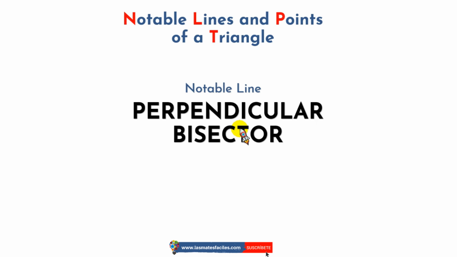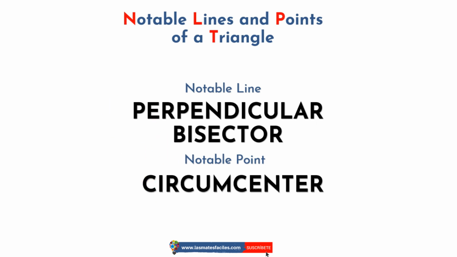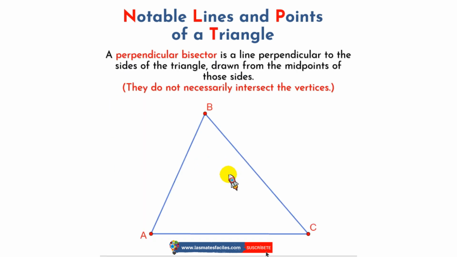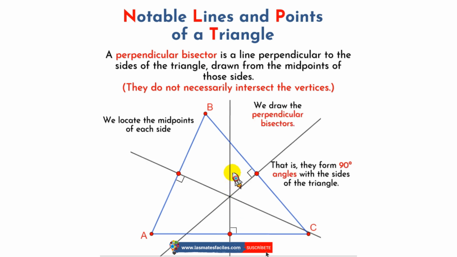Now let's move on to a notable line called the perpendicular bisector. Obviously, there are 3 perpendicular bisectors that intersect and form what is called the circumcenter. A perpendicular bisector is simply a line perpendicular to each side that is drawn from the midpoint of each side. Let's do it step by step. Let's draw the midpoint of each side. From this midpoint, I will draw a perpendicular line. It forms a 90-degree angle with the side it is on. I do the same with the 3 points.